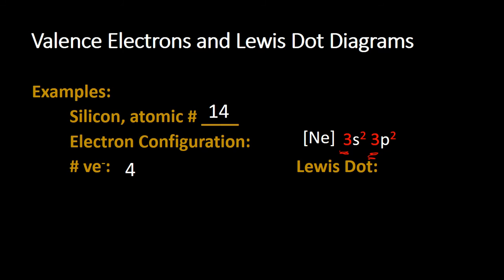And therefore the Lewis dot would be silicon with 4 electrons around it. And you can couple these or just go around once and then go around a second time. However you want to do it is fine. You will see when we start doing Lewis structures that these Lewis dot notations need to work for you, basically.